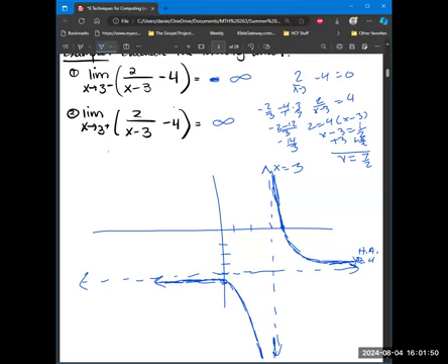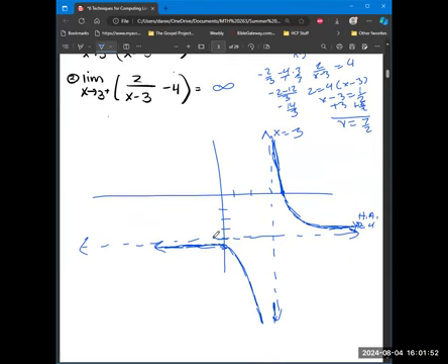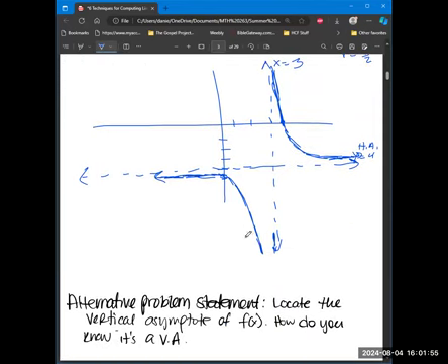So alternative problem statement, locate the vertical asymptote of f of x. How do you know it's a vertical asymptote? Because x equals 3 right there. When I approach 3 from the right, it goes to positive infinity. I could also say if I approach 3 from the left, I go to negative infinity. If I get either kind of infinity when I approach from the left or the right, it's a vertical asymptote.